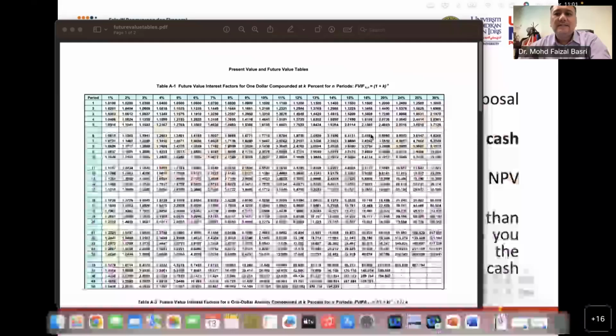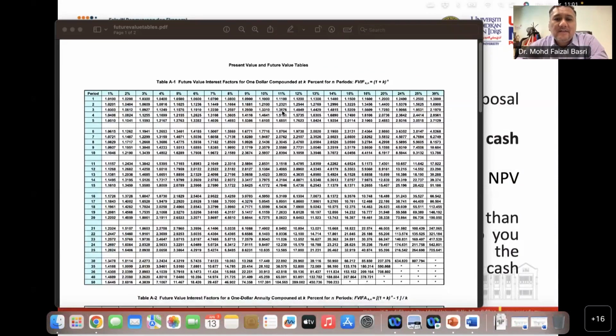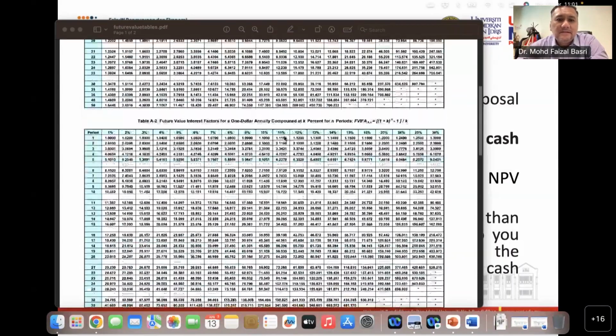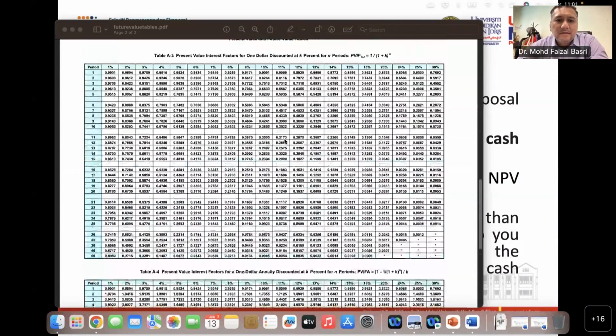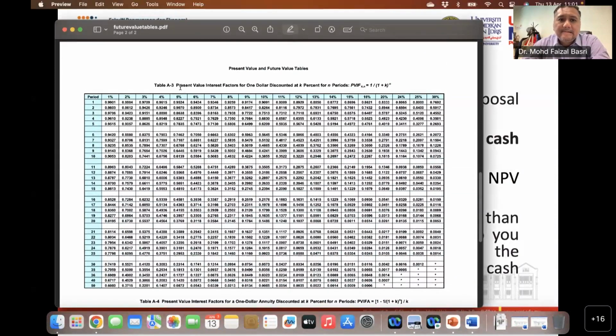Okay, so this is the table, the table that we can use to calculate our present value just now. This is the present value table. Okay, present value.